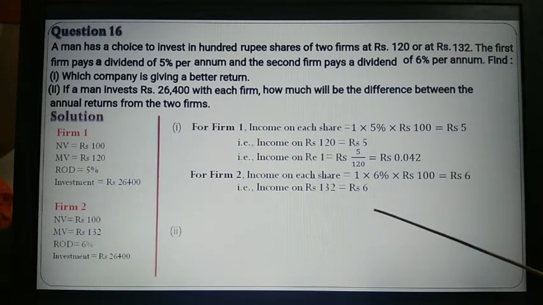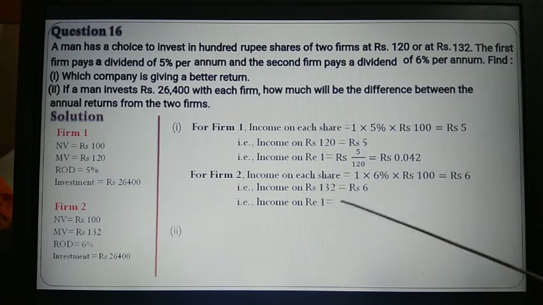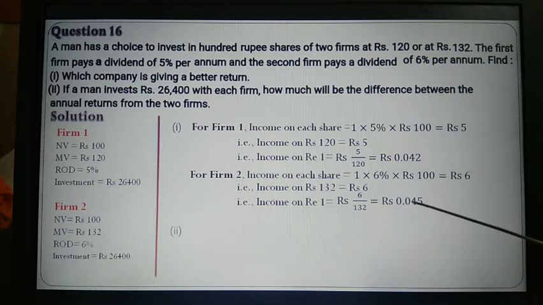But as I said, to compare, we have to find income on rupee 1. So that's why income on rupee 1 is going to be 6 by 132, yes, which is 0.045. Now we'll compare these two. Now which one is giving me more income? So if I compare these two, obviously the second firm is giving me more income for rupee 1. So that's why the second is giving me the better return. So it is clear from the above that second is better.